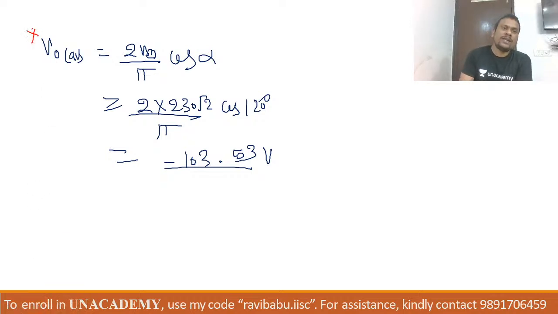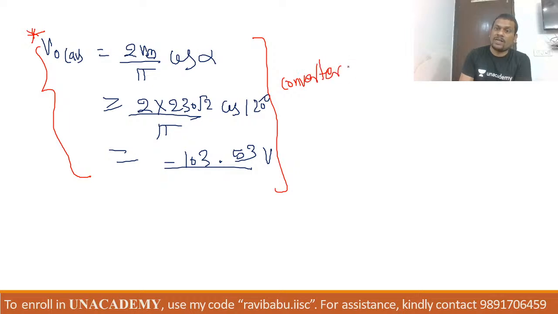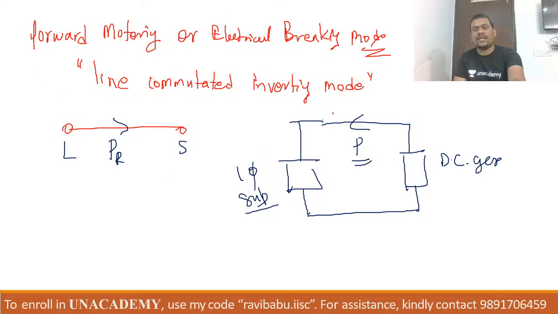But beta, the most important thing I want to tell you here, everyone, sabhi log suniye. This V naught average formula is valid when our converter is ideal. Please mind it beta, when our converter is ideal, otherwise not valid. Now, but unfortunately beta, our converter is not ideal.